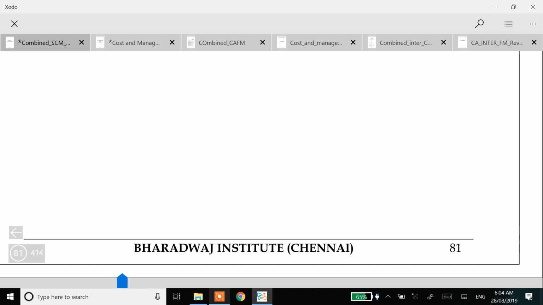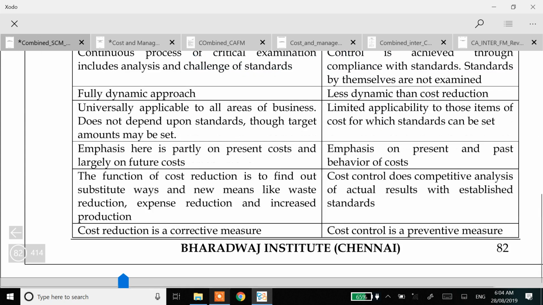Cost reduction is more like a corrective action. Control is like a preventive action. You ensure that the costs do not exceed this level. Cost reduction is bringing about changes in my manufacturing process, changes in my delivery process. When I bring about changes in all of this, cost will automatically come down. The objective is to reduce cost by changing processes rather than by controlling the cost. So that is what we are going to learn.